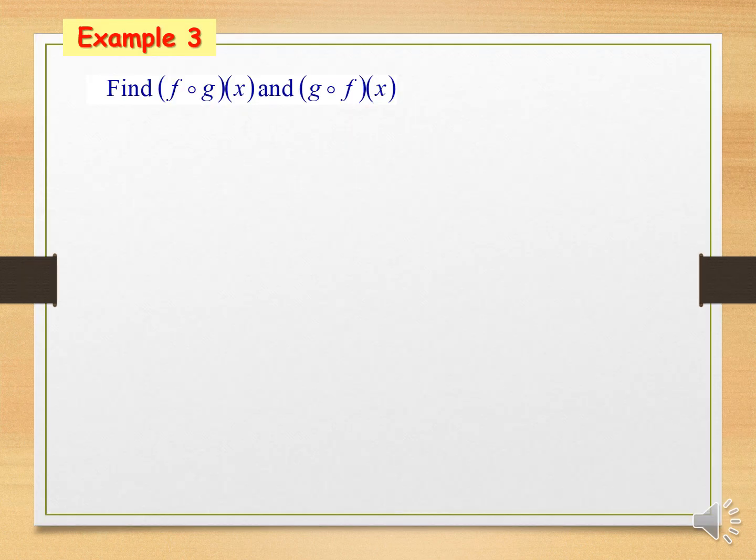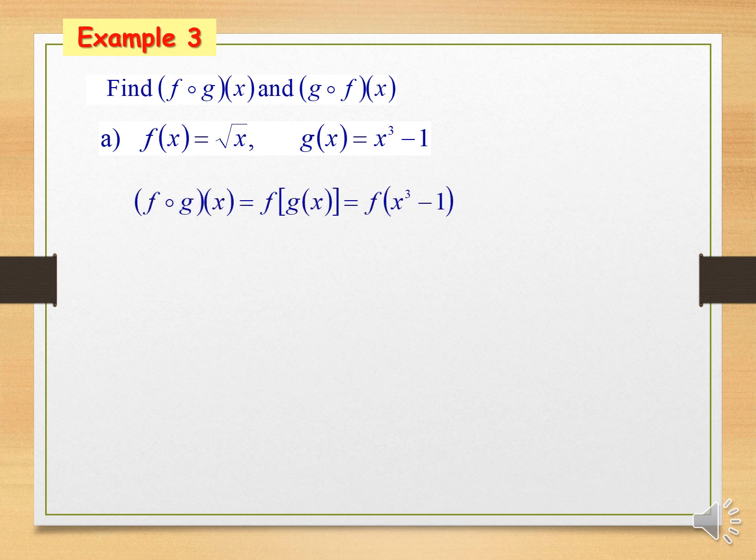Example 3. Find f composite g(x) and g composite f(x) for the functions f(x) equals square root of x and g(x) equals x cubed minus 1. f composite g(x) means f(g(x)), where g(x) is the input for function f. g(x) equals x cubed minus 1. x cubed minus 1 now is the input for function f.